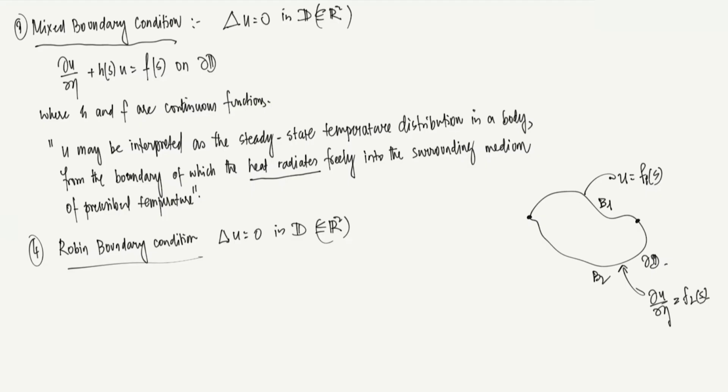We are using both Dirichlet and Neumann, but in different parts of the boundary. So the boundary condition looks like this: u equals f1 of s on some part of the boundary B1, and del u del eta equals f2 of s on B2, where the set B1 union B2 is del D. Is this okay? And these sort of things are called interior boundary conditions. There is something called the exterior boundary condition, but that is not in your syllabus, so don't worry about it. If you understand this, it will be more than enough for you.